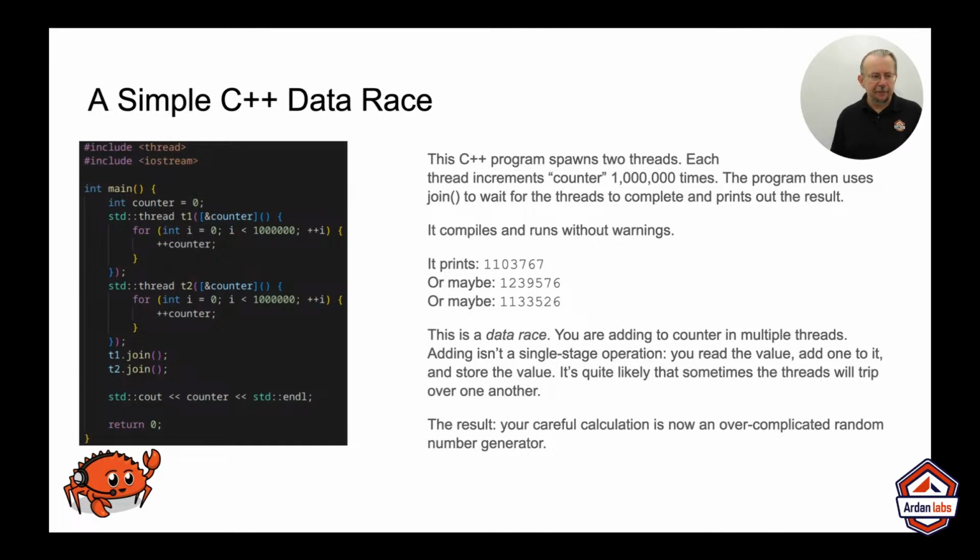And so I have a nice little C++ program here. We create a counter, 0. We create a thread. We add to that thread a million times, one at a time. We create, add to the counter a million times in that thread. We create a second thread, add to that a million times. We join on both, print out the result. I tried on a couple of different C++ compilers, didn't get a warning.